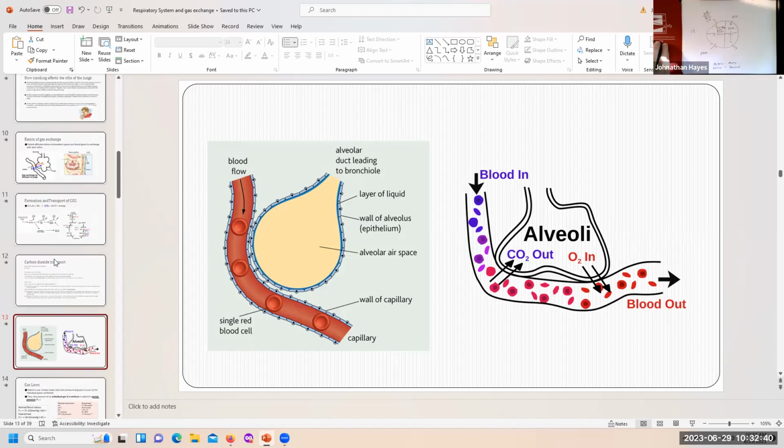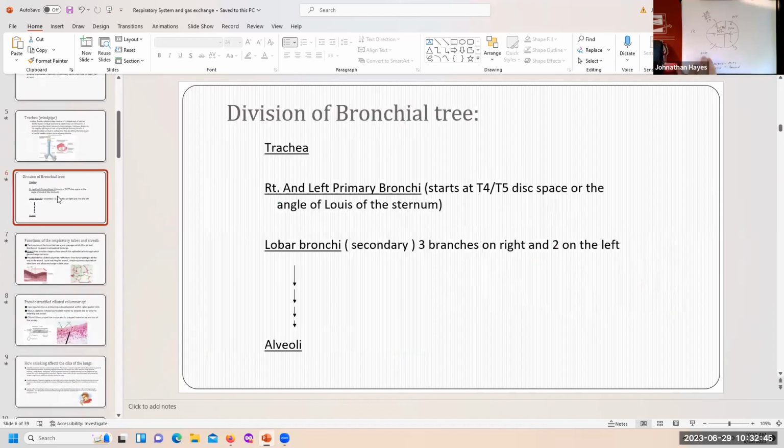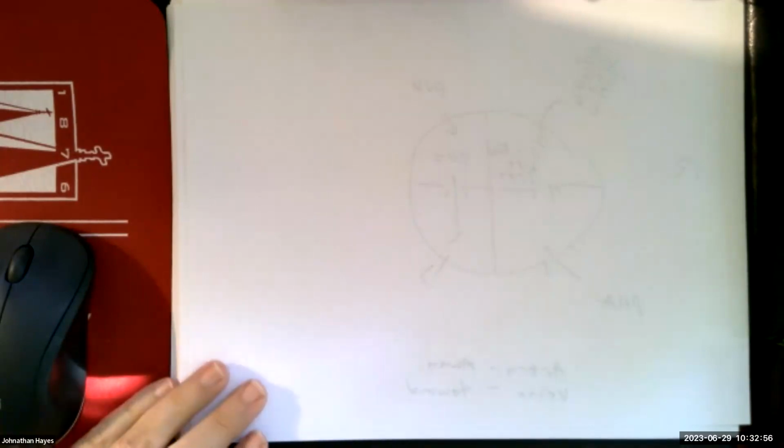But let's go back real quick. Let's go back and pick up a couple of things. Branching of the bronchial tree. Sometimes we're not always doing super clinically relevant stuff. I mean, it is, but sometimes we're preparing for boards too.